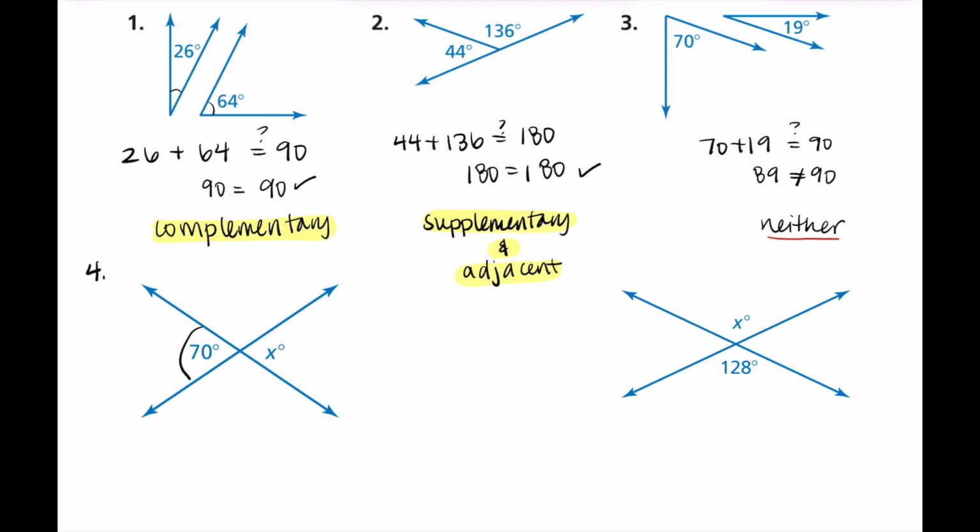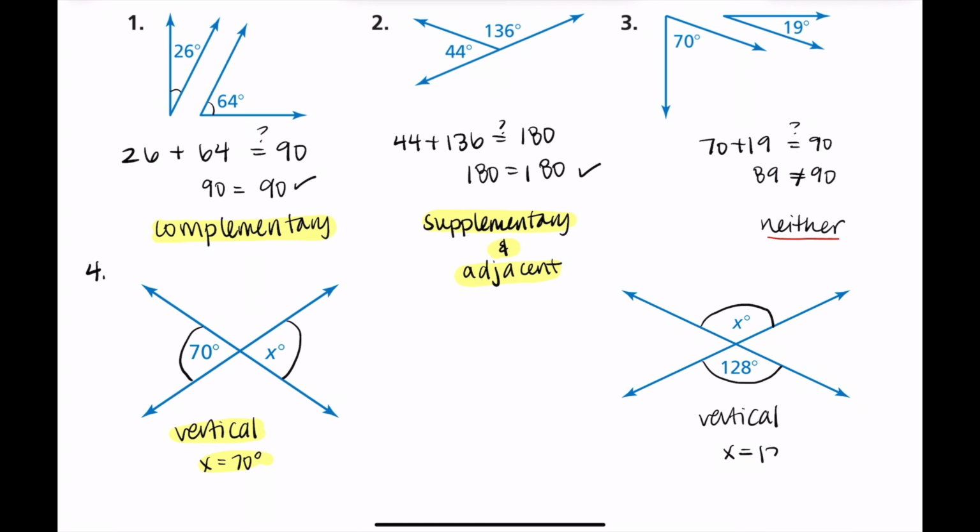Now we'll move on to number 4. For number 4, it looks like we have vertical angles, right? And since we have the measure of one of the angles as 70 degrees, we can assume that x will be the same measure because vertical angles are equal. So x will be 70 degrees for number 4. And now for our 5th and final practice question, we again have vertical angles. We are given that one of them is 128. Since we know that one is 128, we can assume that x is going to be 128 as well because, like we just went over, vertical angles are equal.